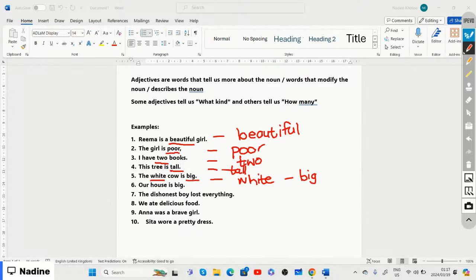They're just telling us that the tree is tall, which means that our adjective is tall. So, what kind of tree? It is a tall tree. So, it's like asking what kind of tree? It is a tall tree.